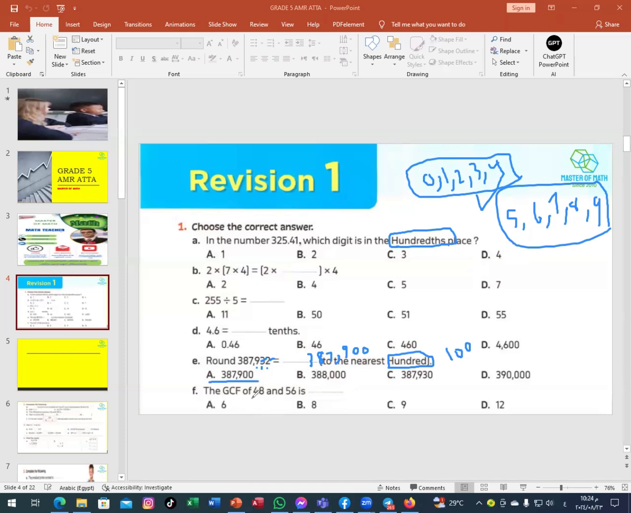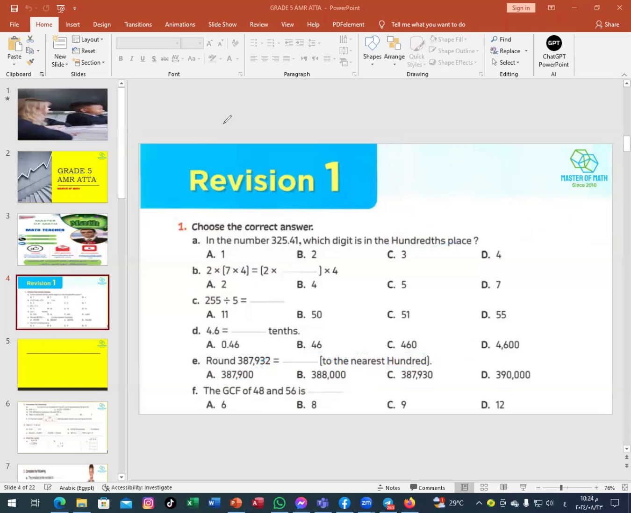The GCF of 48 and 56 is what? So we have to factorize it, factorizing 48 and 56. Okay, let's factorize 48. Just a moment.